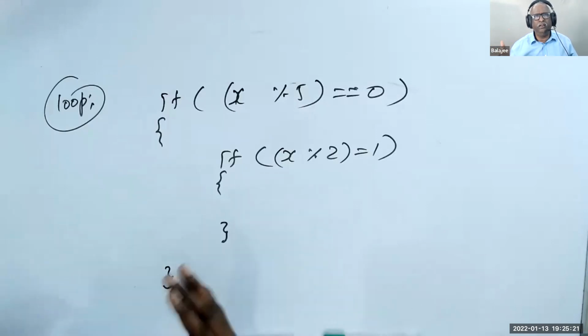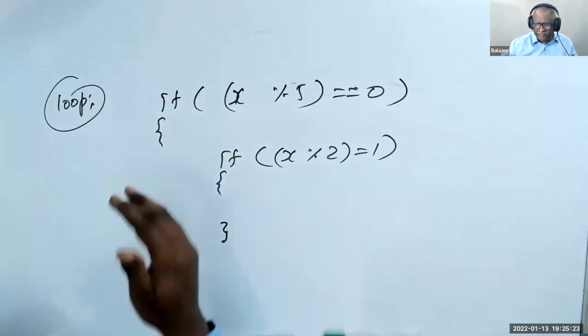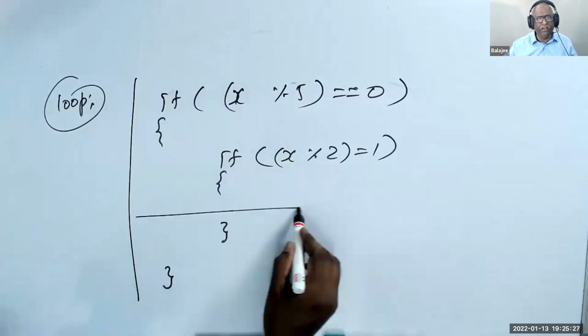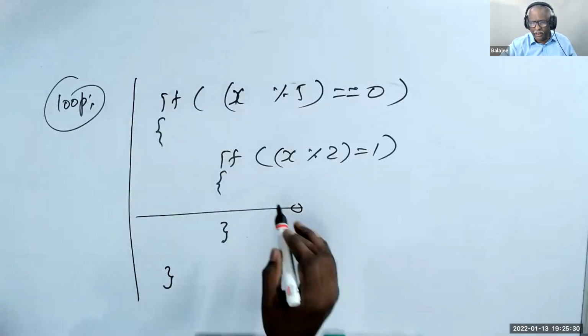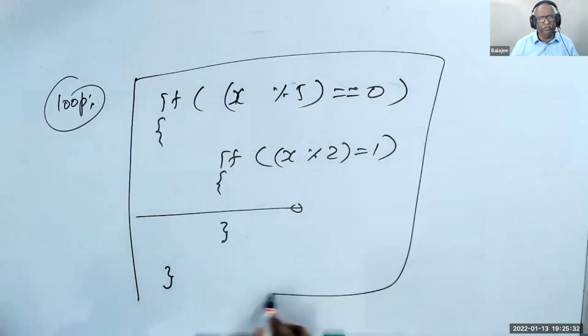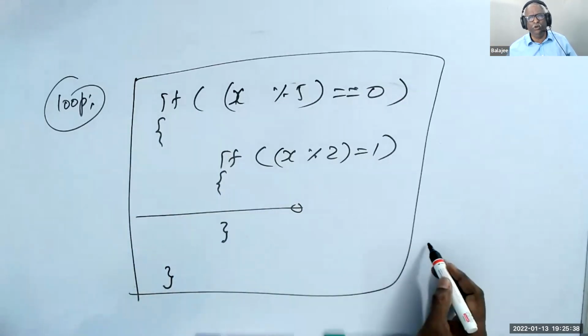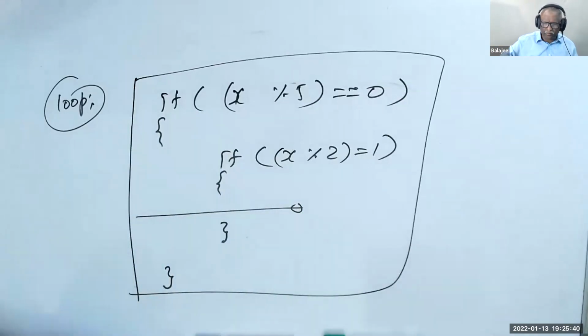Try to learn this nested if. If you are not getting it, you have to do lots of exercises on this. If anybody says that I'm not getting out of this step, the two loops, then I'll start giving you more exercises. So learn this.